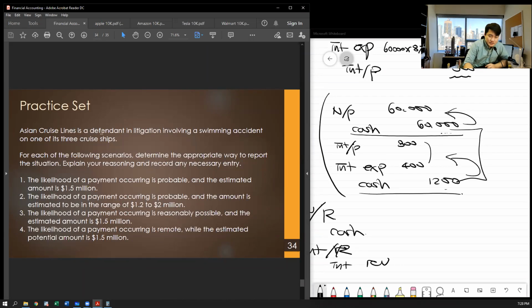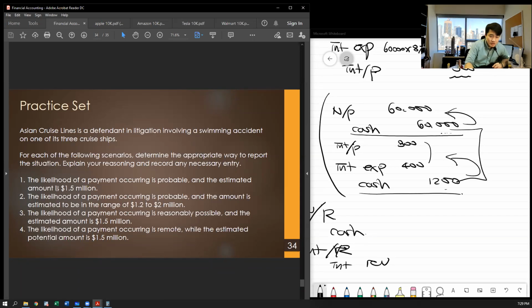Asian Cruise Lines is a defendant in litigation. So Asian Cruise is the one being sued by a plaintiff involving a swimming accident on the cruise ships. Which of the following scenarios determine the appropriate way to report the situation? So we're talking about whether the outcome is probable, reasonably possible, or remote.